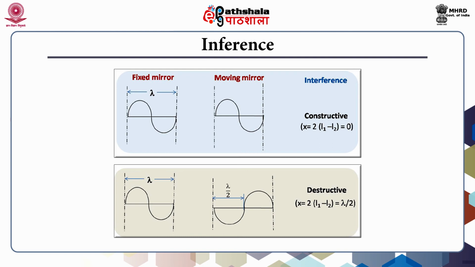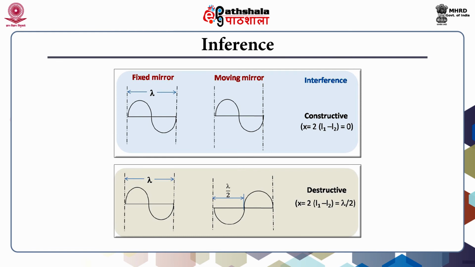From this, a few inferences can be made. Inference number 1: if x is the difference in optical path length of the two beams, and x is equal to 0 or lambda or 2 lambda or 3 lambda or 4 lambda or 5 lambda and so on, the two beams will interfere constructively. We can say for constructive interference x is equal to n lambda, where n is an integer.